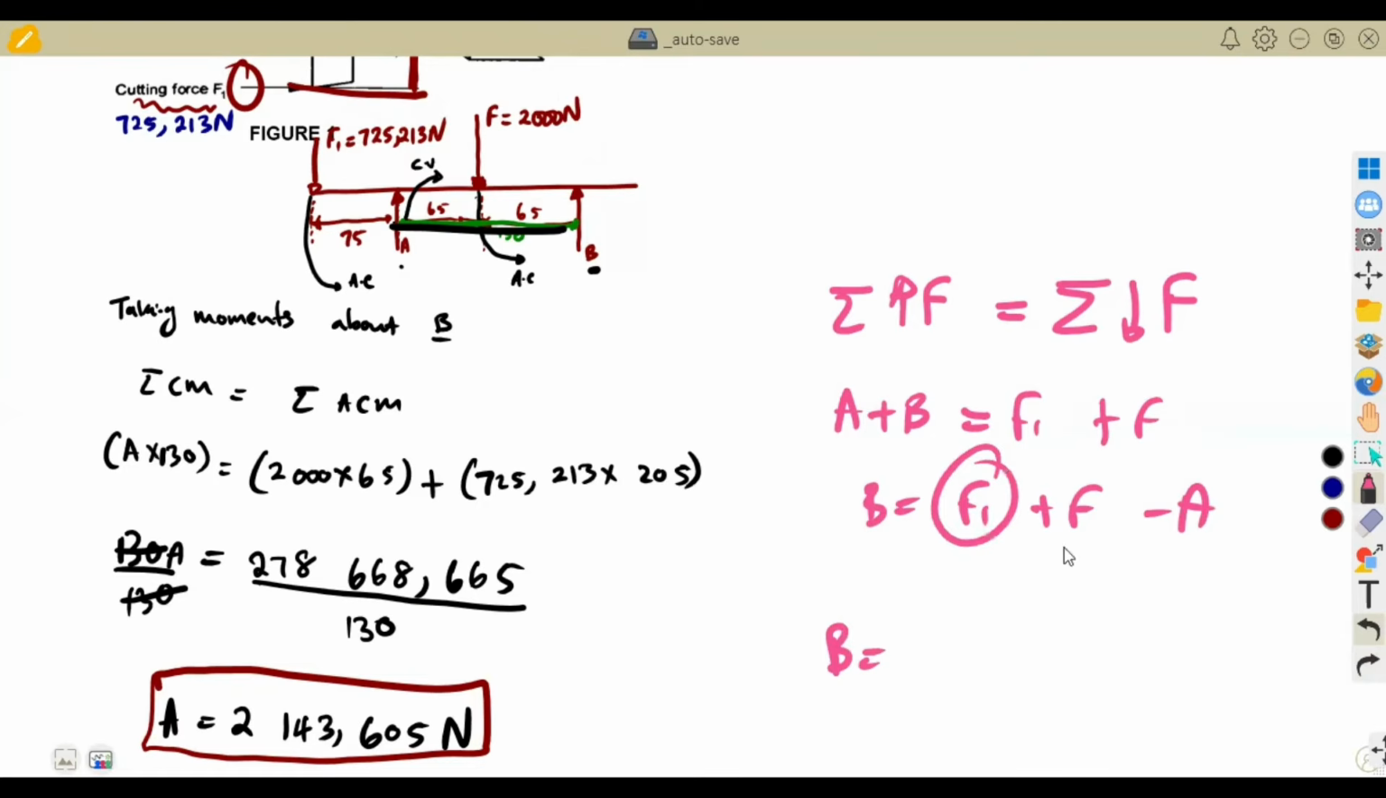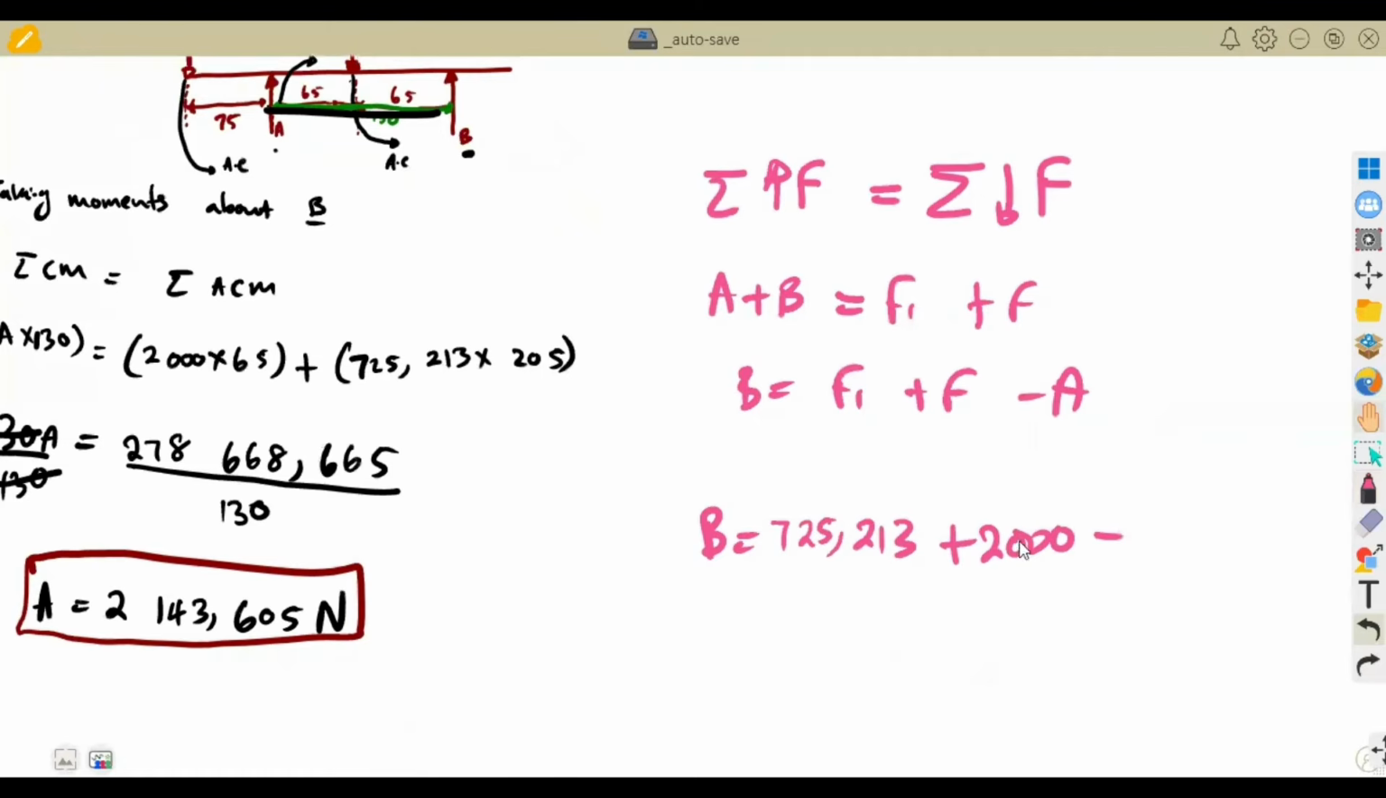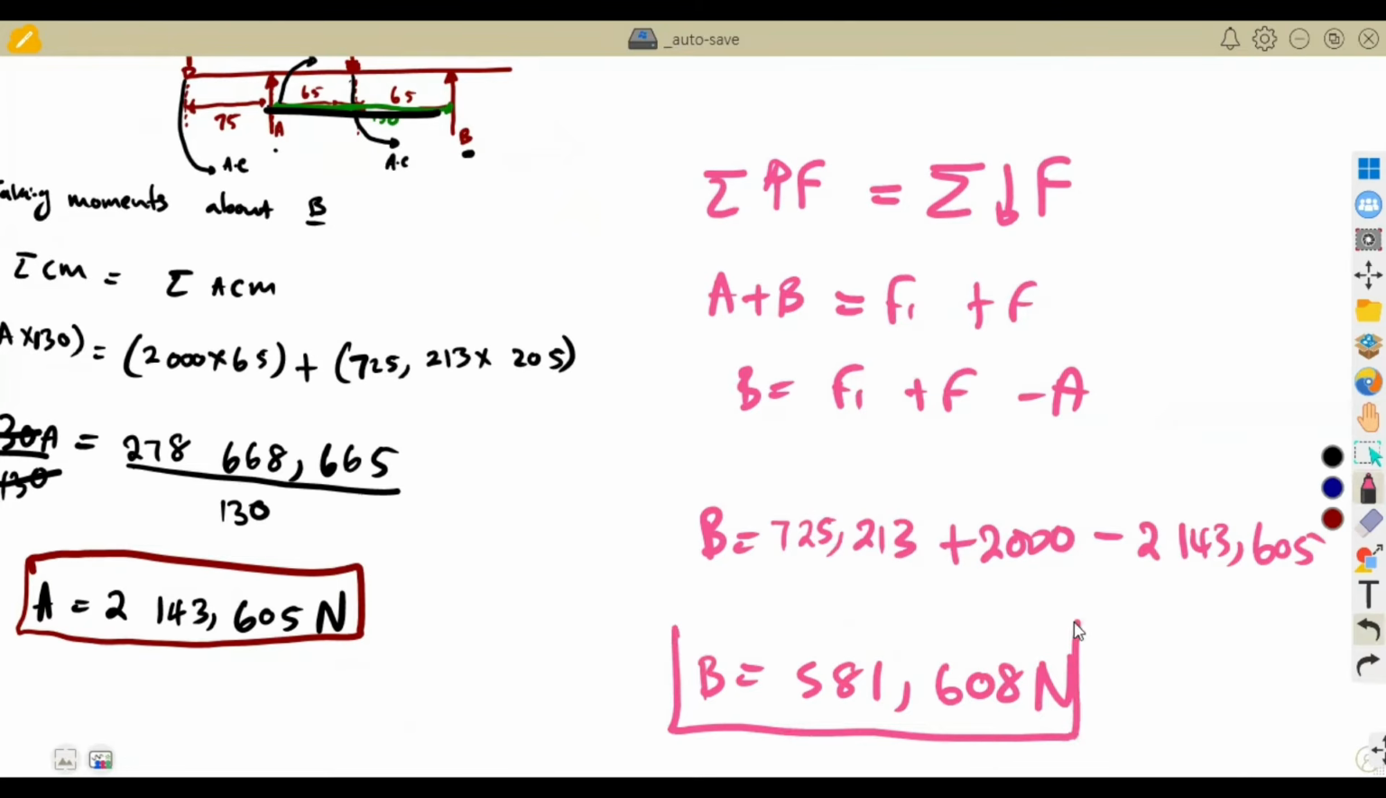The F1 is the one of the clamping, which is 700. Remember, it was 725,213. Is this 213? Yes. Plus F. The F is 2000. So this is 2000 minus A. A is the one that we just calculated now, which is 2,143,605. So combining this together, we have our B. So this was going to give us 581,608 in Newton.